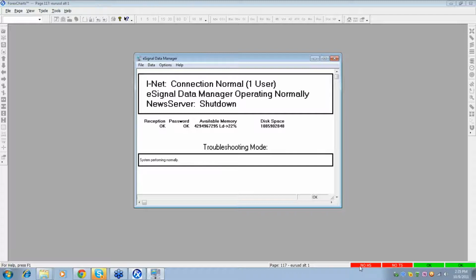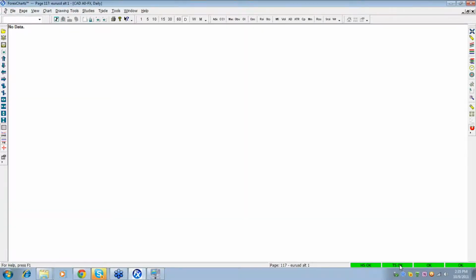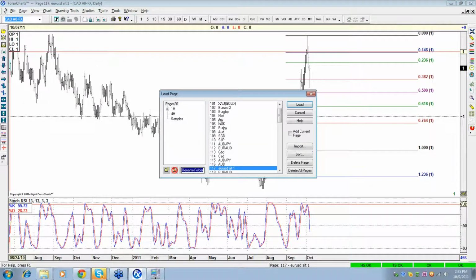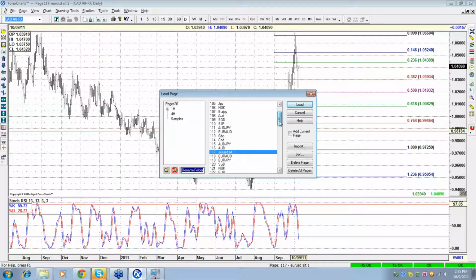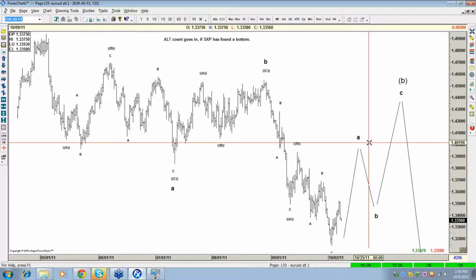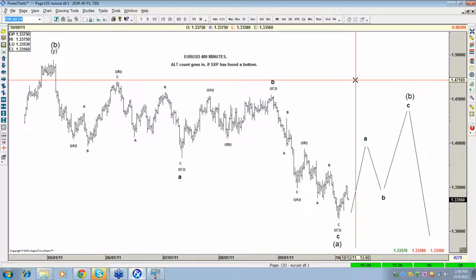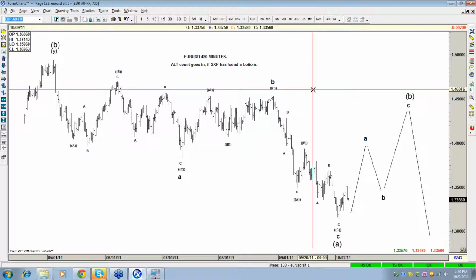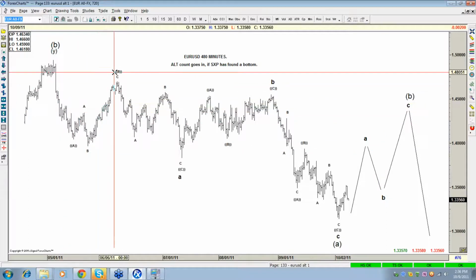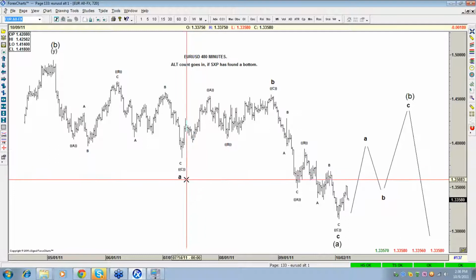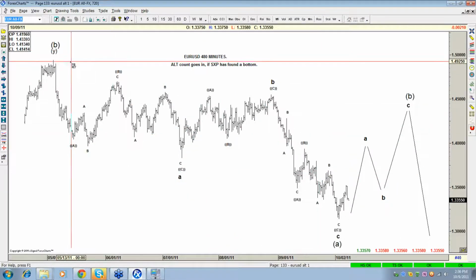There we go. So we're going to start with the euro dollar right here, and we're going to start with this count. The euro dollar, like we've been saying, can be counted, I would say, easily in four different ways. The euro dollar can be counted like this as a complete double zigzag. Anybody guess? It goes A, flat B, Z. Right? That's A. Three waves back to the 61.8% here.